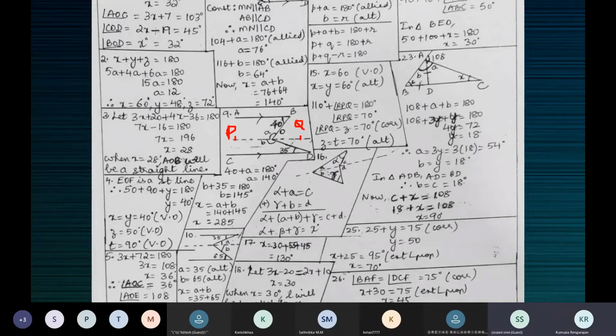Yeah, Shivani, tell me the parallel lines. To find A, which are the parallel lines and which is the transversal? Pratiksha? Just a minute, Shreyas, one minute, I'll get back to you. Pratiksha, to find A, which are the parallel lines and which is the transversal?